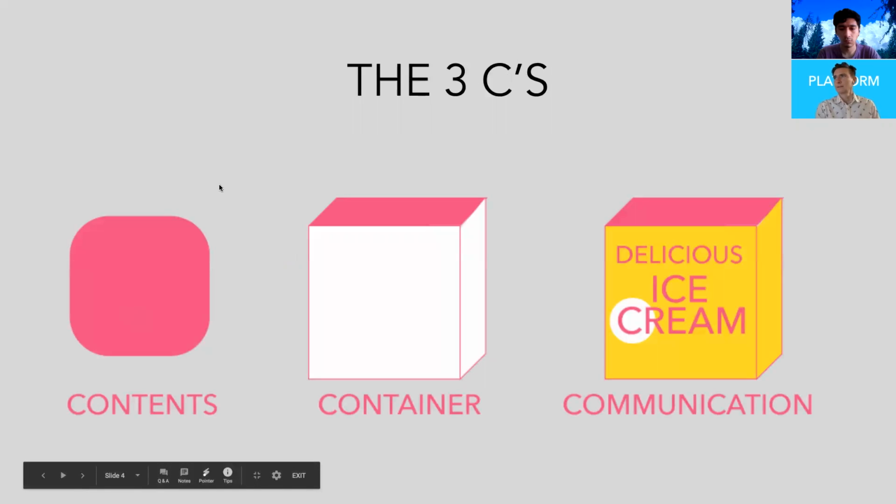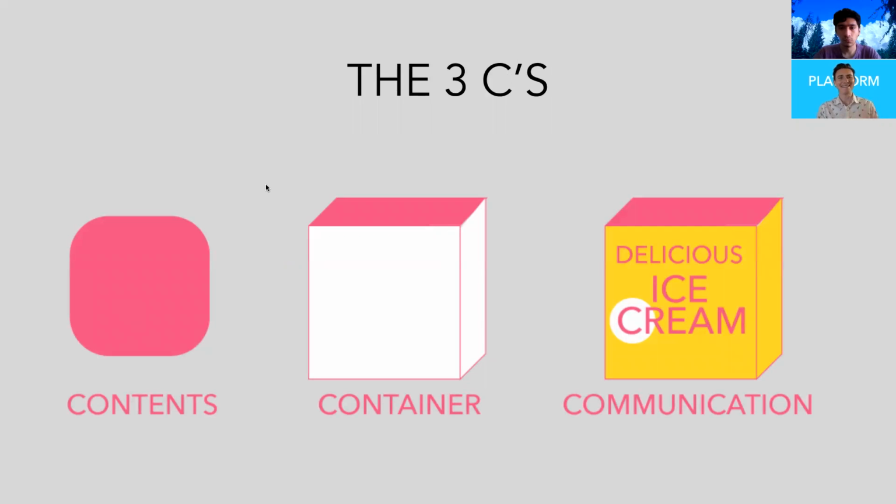So we talked about the 3 C's. I didn't realize there were 3 C's at the time, but I just realized that there are. So we have the contents, which is the work that you have for the portfolio. We have the container, which is essentially the platform that is holding those contents. And then you also have the communication.